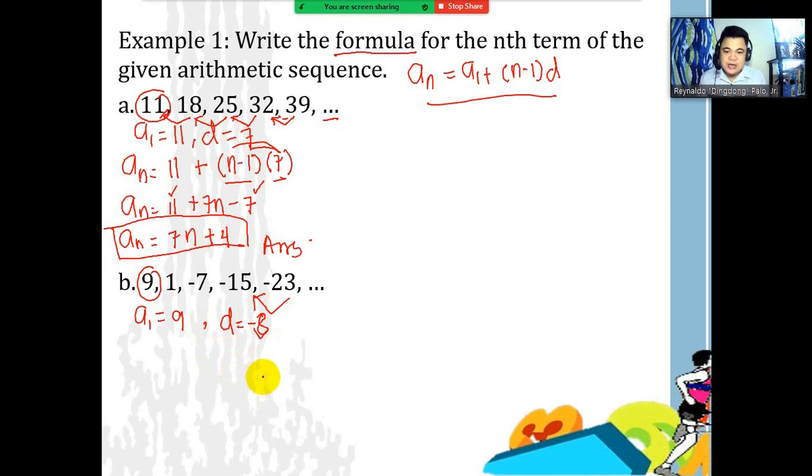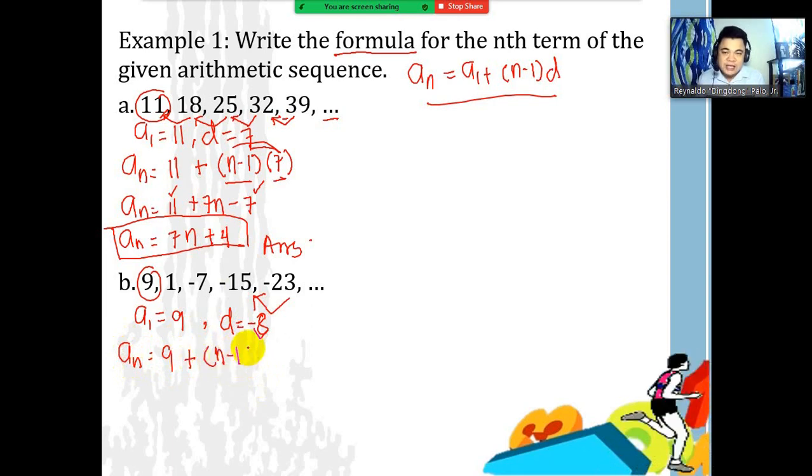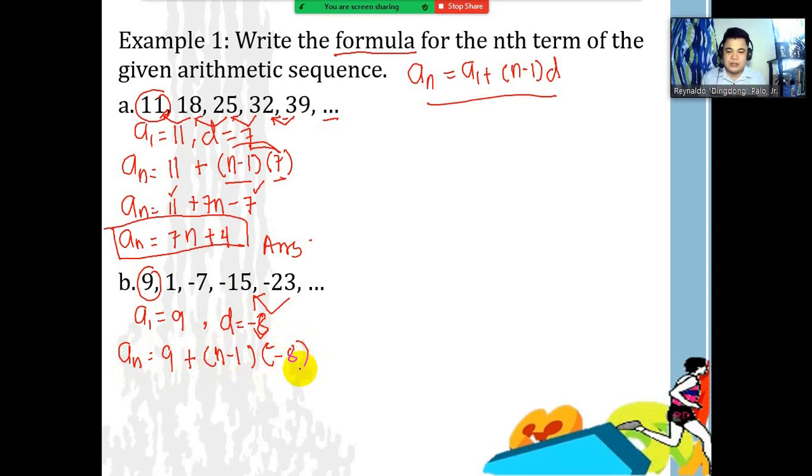Then the next thing that we can do now is to substitute the values. So therefore, we have a sub n equals a sub 1, which is 9, plus n minus 1 times the common difference, which is negative 8. Then we will distribute the monomial to the binomial. Negative 8 times n and negative 8 times negative 1. So we have a sub n equals 9, negative 8 times n is negative 8n, then negative 8 times negative 1 is positive 8.